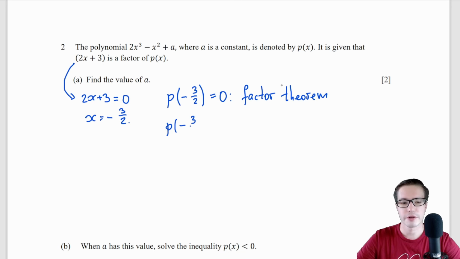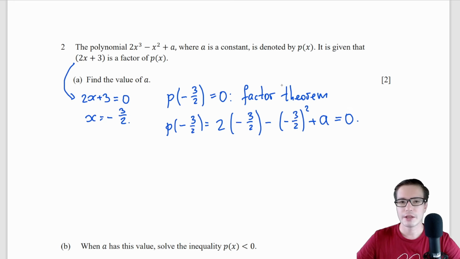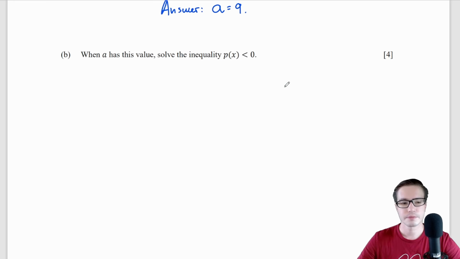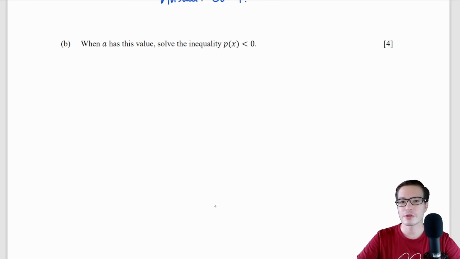P of negative 3 over 2: 2 times negative 3 over 2, minus negative 3 over 2 squared, plus a, and that should be equal to 0. Okay, let's simplify that, and this part will give us minus 9 plus a equals 0, so a equals 9. Moving on. Okay, in part b we will have to solve the inequality.